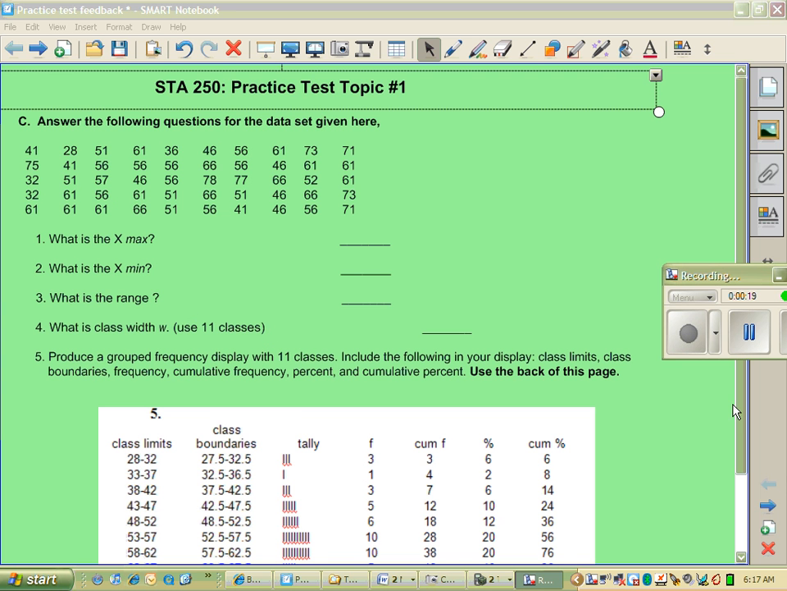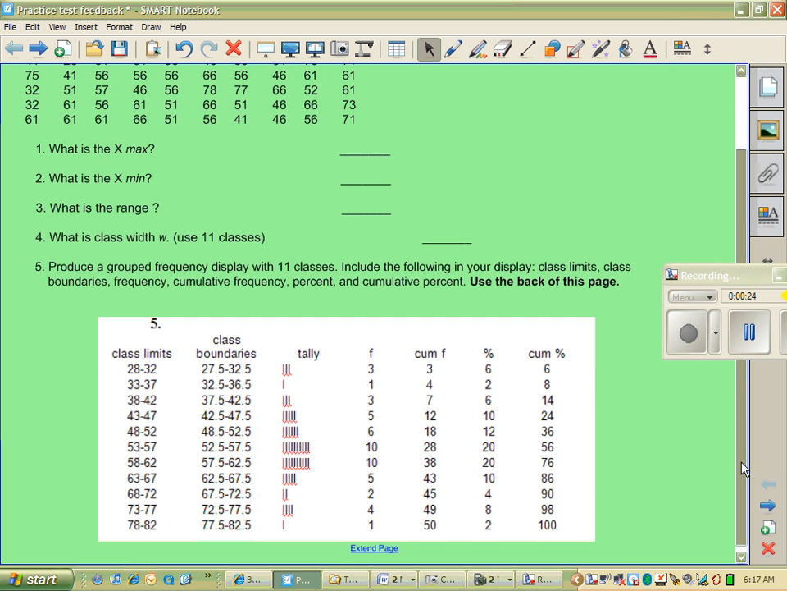Then we had the actual data display, and this is the question from the practice test, and this right here is the actual solution of question 5. So you can see we set the limits with 11 different classes. We set the class boundaries. Class boundaries are always one decimal place smaller and one decimal place bigger. Then we tally how many we had in the class. That gives us our frequency, which is 3. Our cumulative frequency is nothing more than your accumulation starting from the first class all the way to the end.